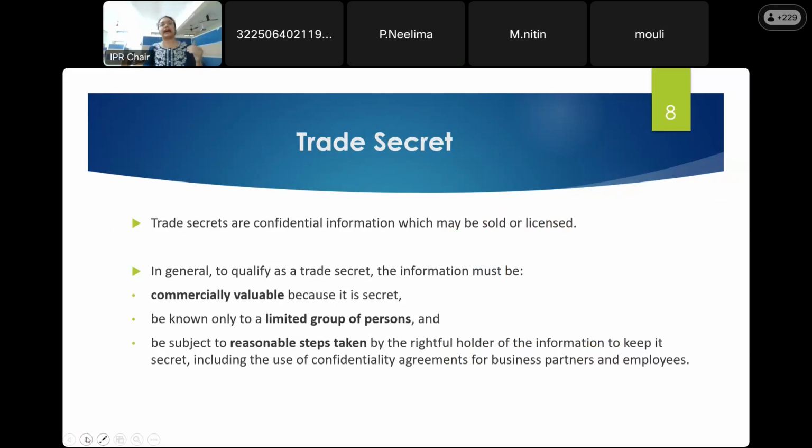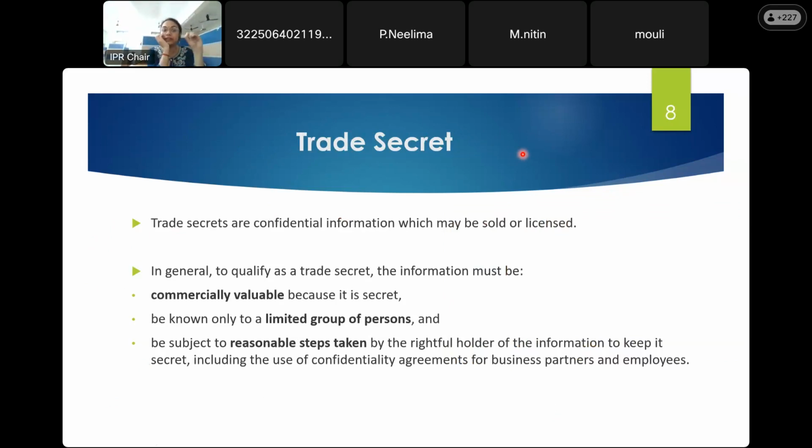Along with patent as an IP, there is some other IP called trade secret. There is so much similarity between patents and trade secret. On the same thing, you can have a patent or you can go for trade secret also. That's why I'm including trade secret right here.